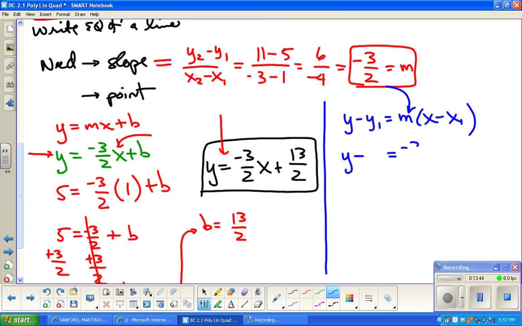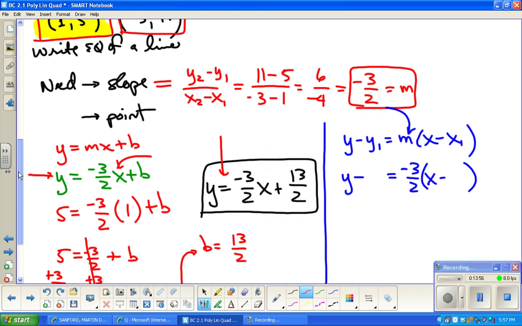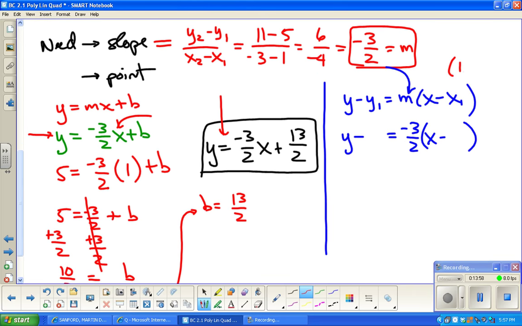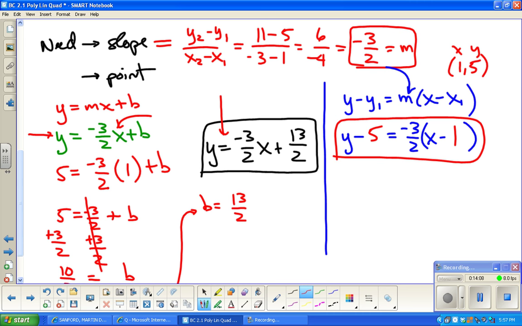So the slope is negative 3 halves. And then what I need to do is y minus a y value. Well, if you recall from up here, (1, 5) is a point. Let me make a note of it here. This is x, this is y, so y minus 5, and then x minus 1. And the cool thing about it is, look here, I'm done.